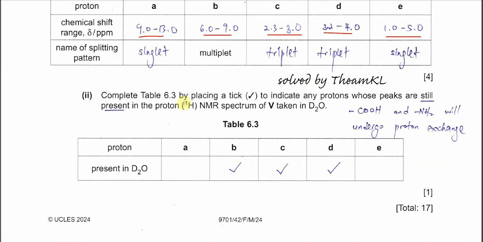Okay, the last part completes the table 6.3, placing a tick to indicate any protons whose signals are still present. Must be careful: still present in the proton NMR when V dissolves or reacts with D2O.